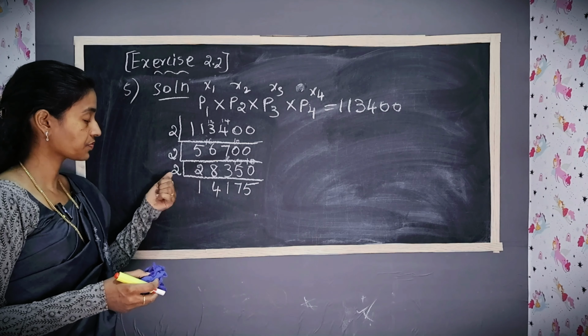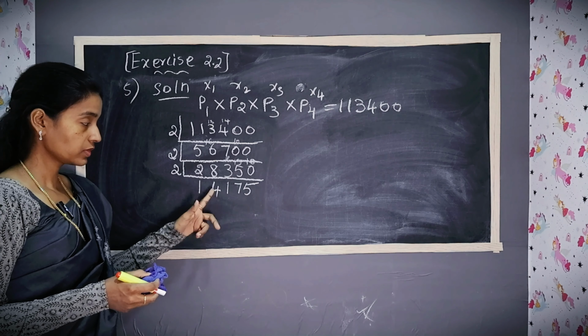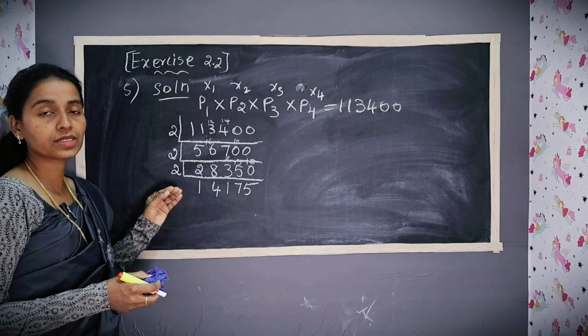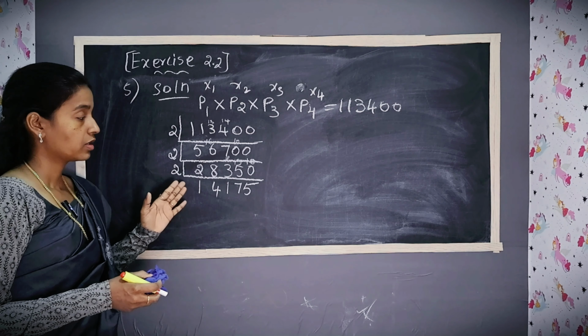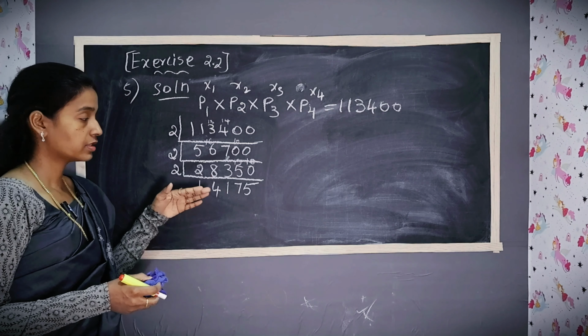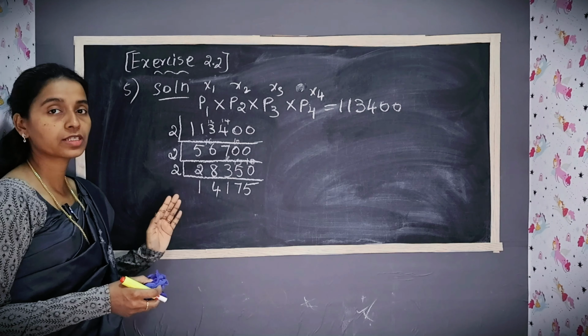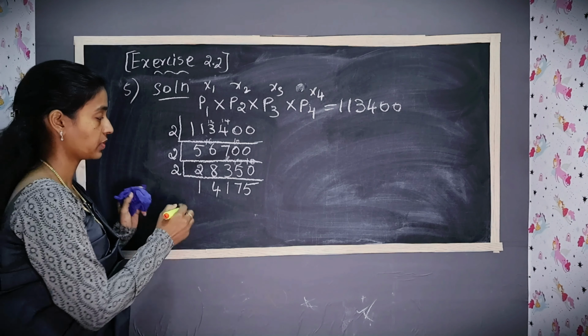So we could not divide this number by 2 because we'll be getting some remainder. If I'm dividing this number by 2, we'll be getting some remainder. So I'm checking with 3.